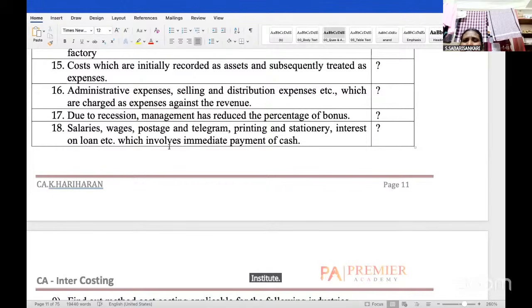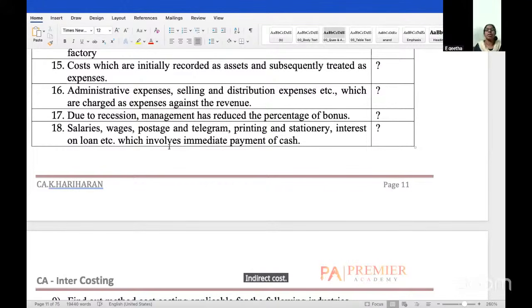Indirect cost. Period cost. Period cost is incurred for that period.